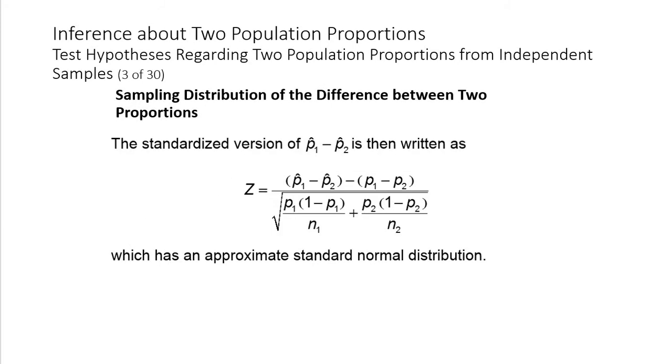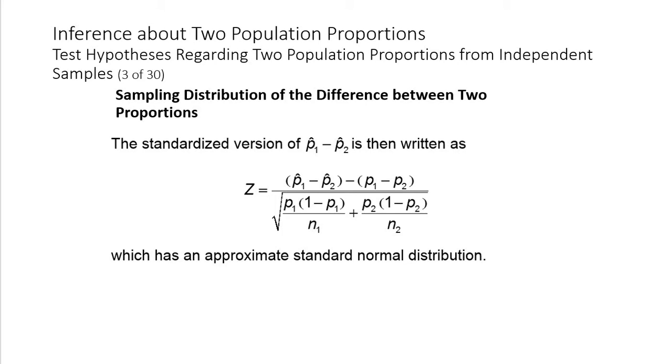So now that we have the distribution of the difference between two proportions, we can find the standardized version of p1 hat minus p2 hat, which can be written as z is equal to p1 hat minus p2 hat minus the mean of the distribution of the difference between two proportions, which is p1 minus p2, divided by the standard deviation of the sampling distribution of the difference between two proportions, which is the square root of p1 times 1 minus p1 divided by n1 plus p2 times 1 minus p2 divided by n2, which has an approximate standard normal distribution.